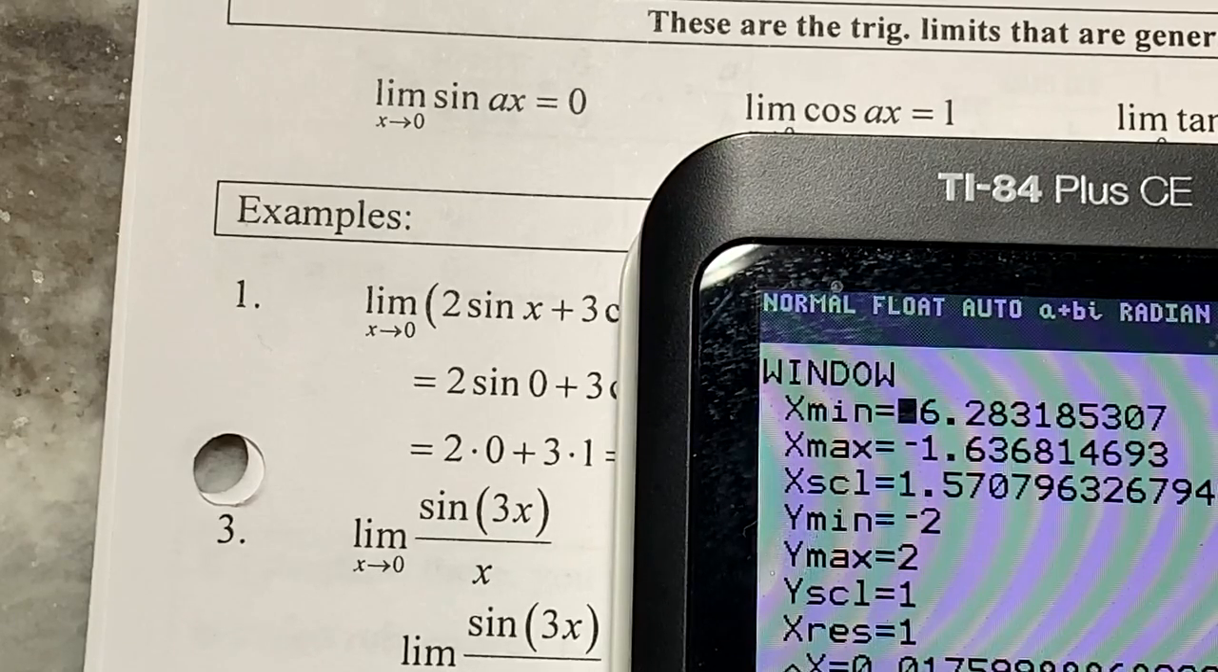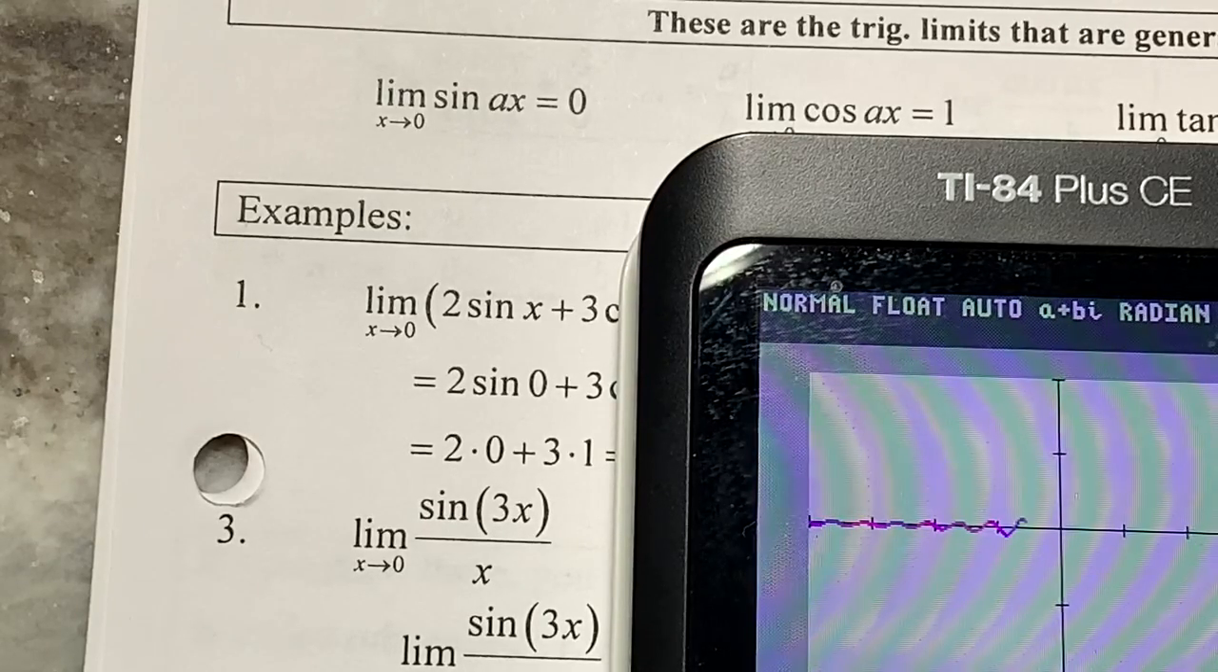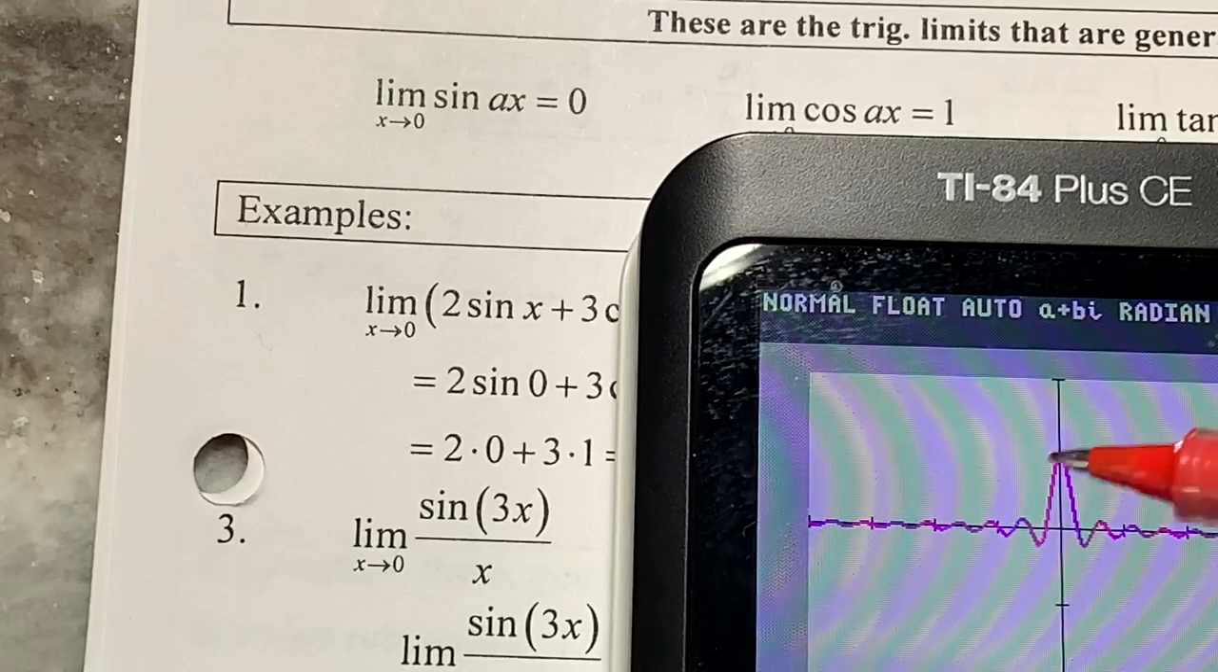X min, oh, sorry. Positive 2 pi. I don't know why I hit that accidentally. You can see it. It'll get a little bit closer to that. But basically, there's a hole there. Okay, so the graph actually does hit at 1. It's a little bit of a weakness in this calculator. But remember, there's a hole there.